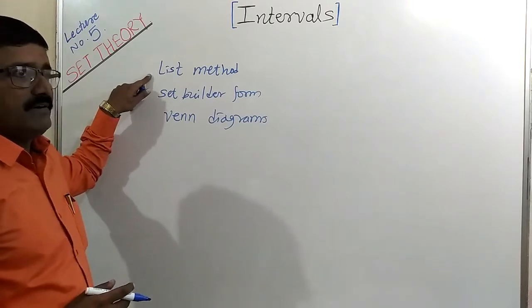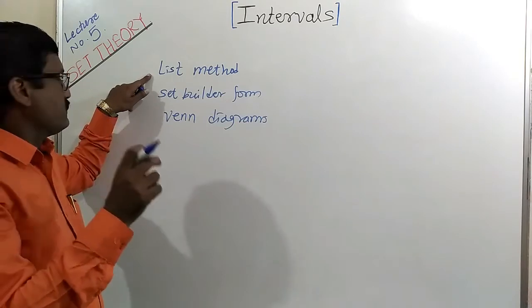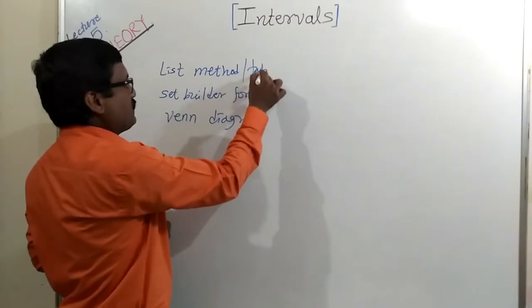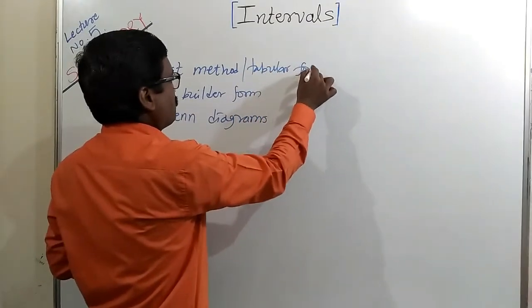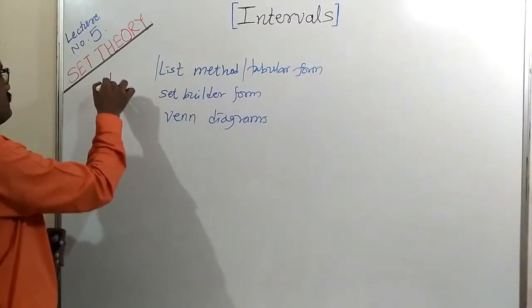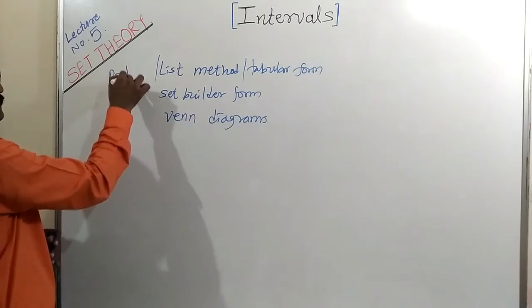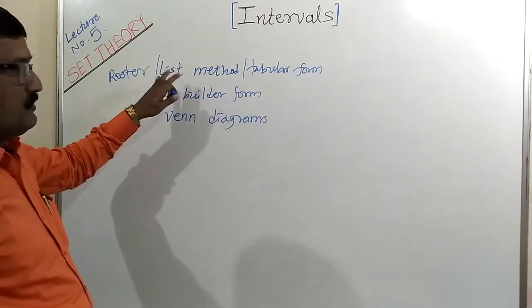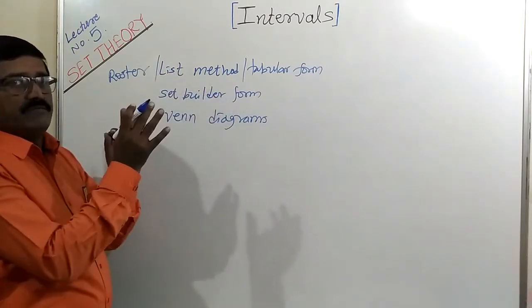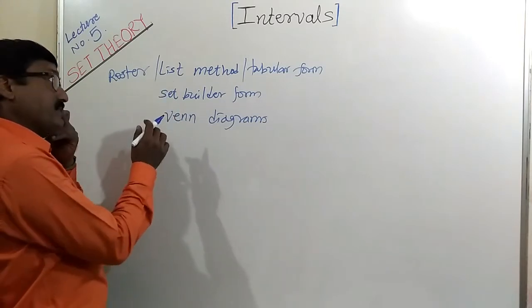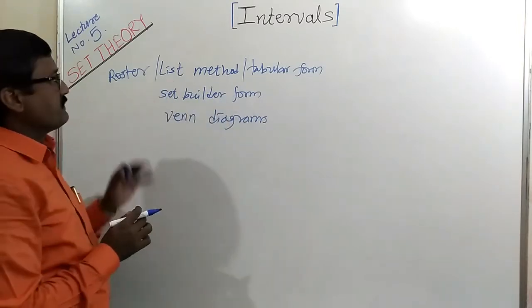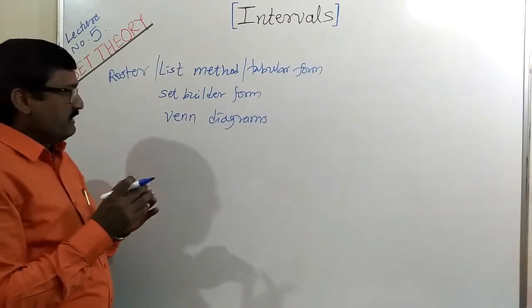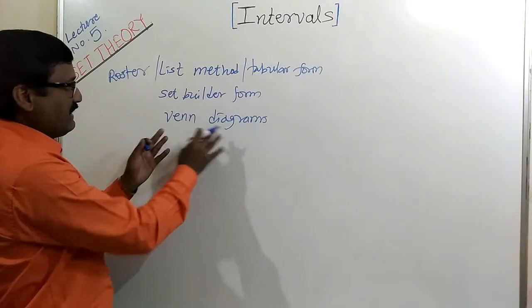List method, whenever we know the actual elements, then we can use this listing method, or tabular form. It is also known as tabular form or roster method. This set builder form, if you don't know the particular elements, but if we know the nature of those elements, then we can use this set builder form to represent the set. And if you want to represent the given set in diagrammatic form, then we use this Venn diagrams.